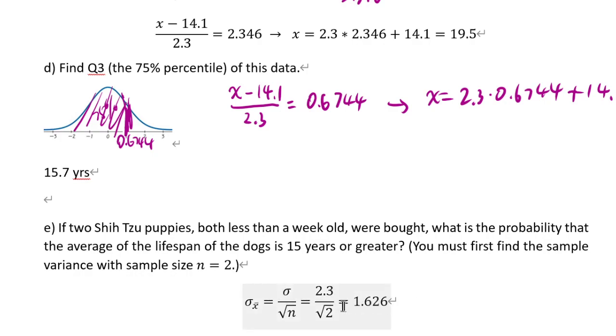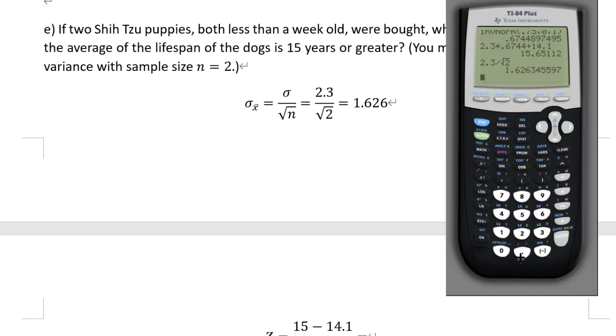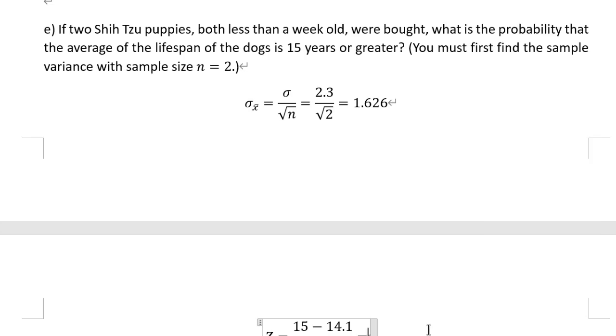Okay, so you have this smaller standard deviation, and therefore now when you take the z-score, you have to take the z-score of the 15 years minus 14.1, and then the sigma will no longer be 2.3 but 1.626. Okay, so let's see, 0.9 divided by 1.626, and that's 0.5535.